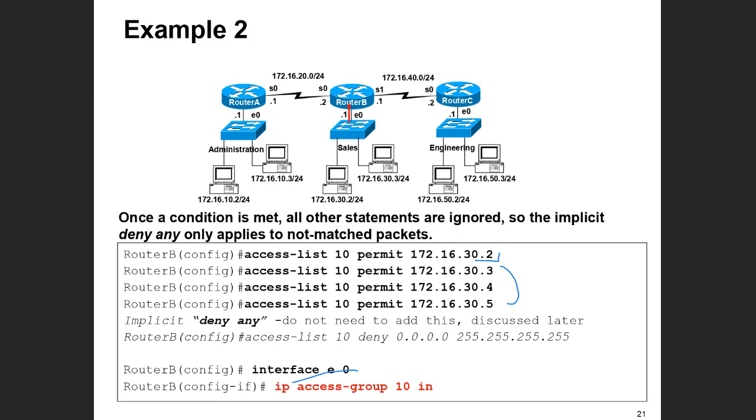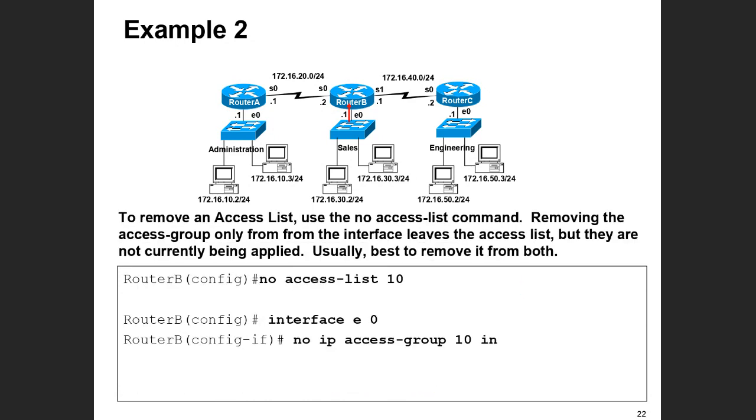We go to the Ethernet 0 port, and we apply the access group 10 that we just created in an inbound direction, where that red arrow is pointing up, going into router B. So now we successfully changed our access control list to allow 4 arbitrary addresses and everybody else to be blocked.